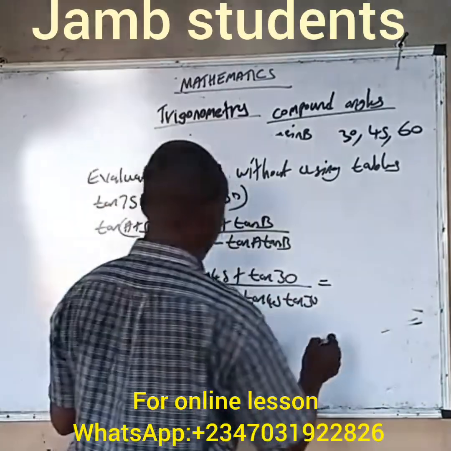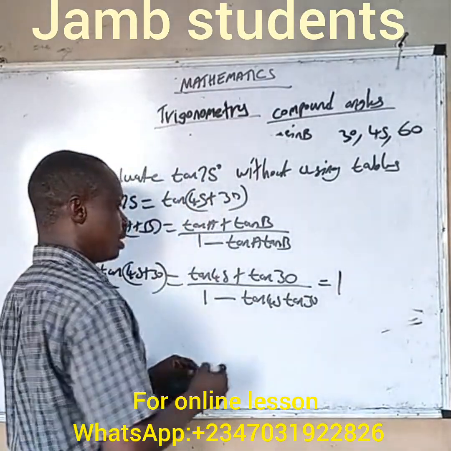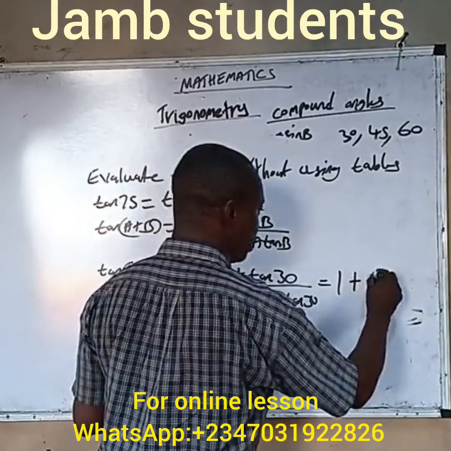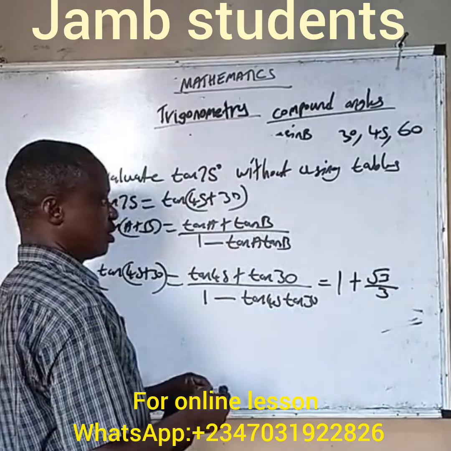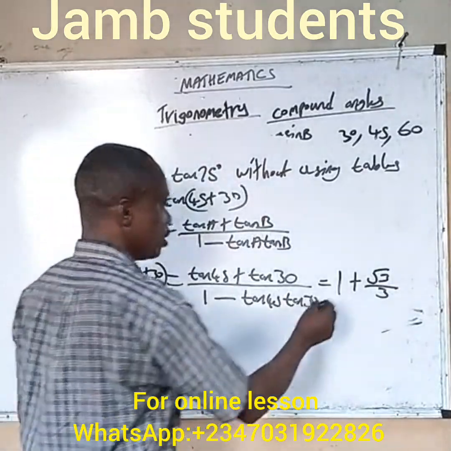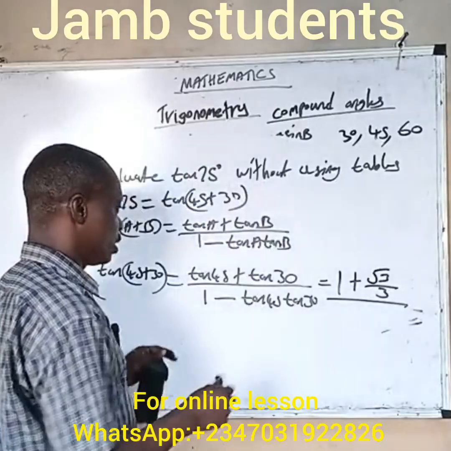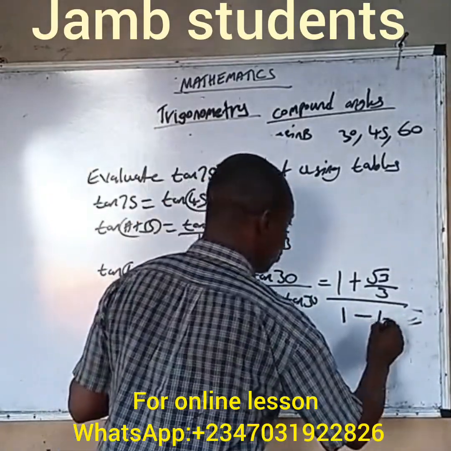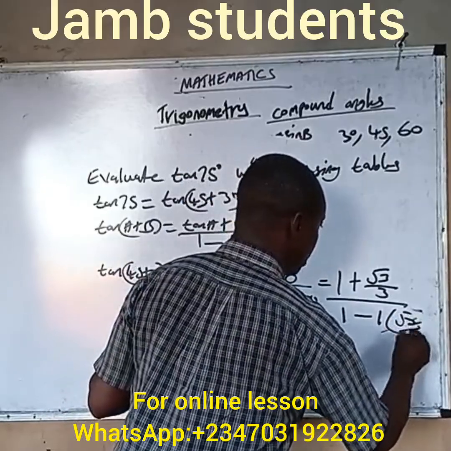And tan 45 is what? Tan 45 is 1. When we prove tan 45, it gave us 1. Then plus tan 30 is root 3 over 3. Yes, tan 30 is root 3 over 3, which is 1 over root 3. When we prove it, 1 over root 3 is root 3 over 3. Then minus, 1 minus tan 45, we also know it's 1, times tan 30 is root 3 over 3.